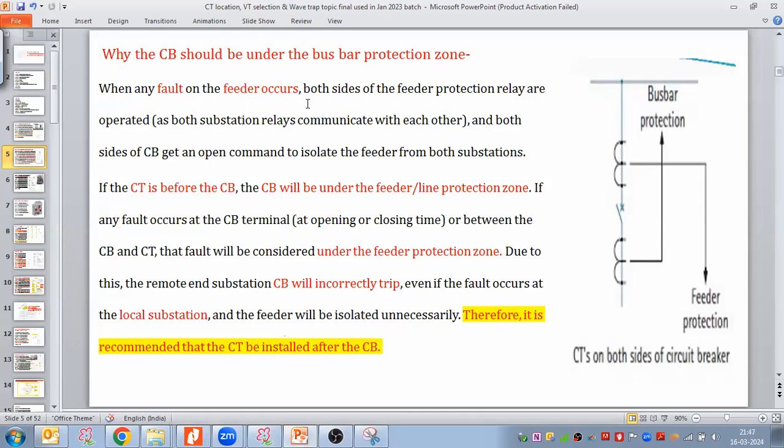So when any fault on the feeder occurs, both sides of the feeder protective relays operate, as both substation relays communicate with each other. I'll come to the communication methods also in today's class, like wave trap and PLCC and then FOTE, OPGW. These are the communication methods. Both side circuit breakers get an open command to isolate the feeder from both substations.